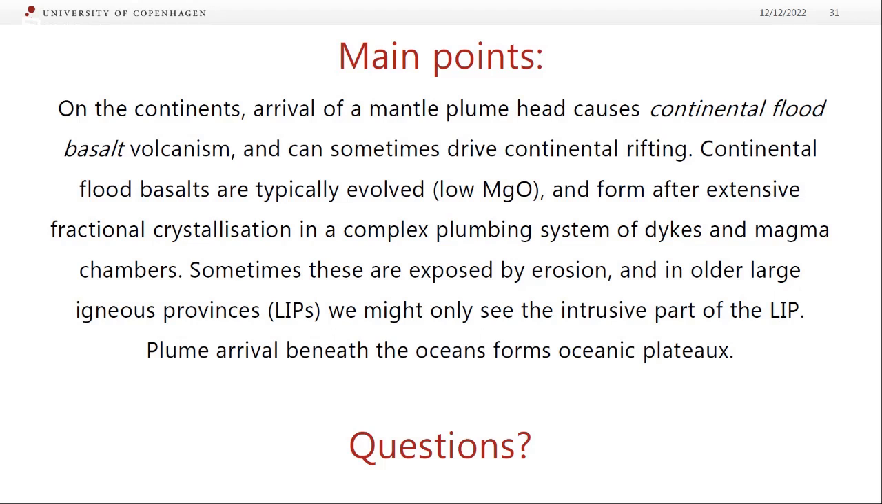And if we have a plume arriving beneath the oceans, then we form these oceanic plateaux. Does anyone have any questions about that? Or you're keen to get going?